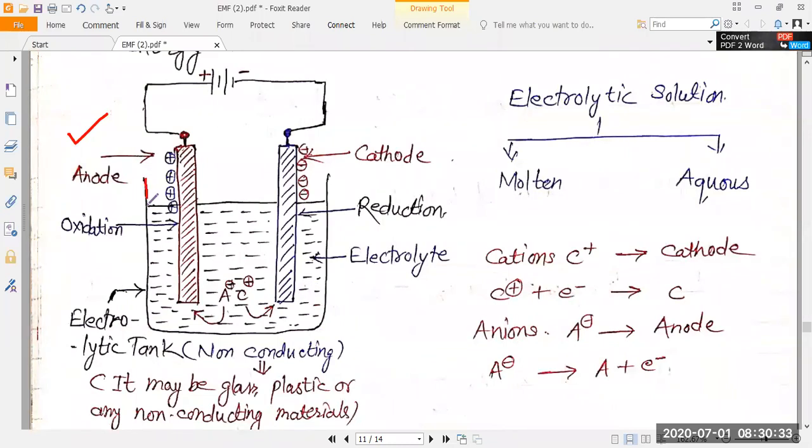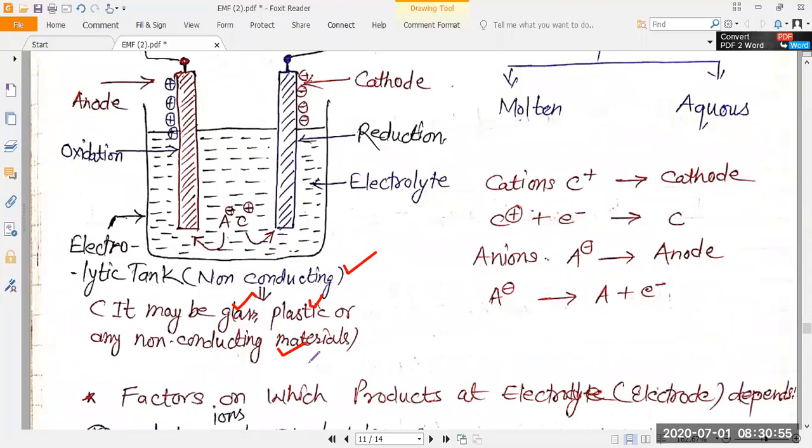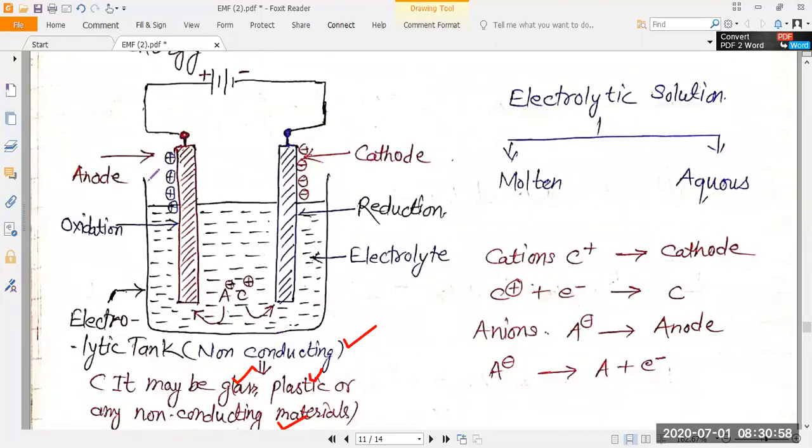This is the container, and this container is called the electrolytic tank. The tank is made of a non-conducting material, which may be glass, plastic, or any other material which does not conduct electricity. This may be a beaker made of glass, or of plastic, or of anything else which does not conduct electricity.